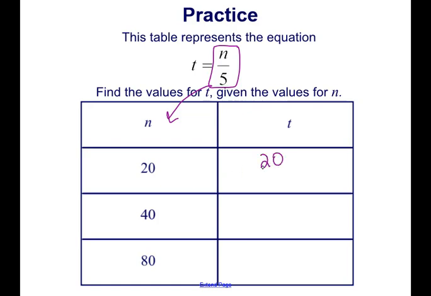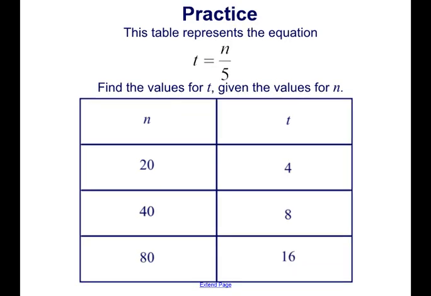We would do 20 divided by 5. For an input of 40, we would have 40 divided by 5. For an input of 80, we would have 80 divided by 5 to find those outputs. So 20 divided by 5 is 4. 40 divided by 5 is 8. 80 divided by 5 is 16. This table is now representing the equation t equals n divided by 5.